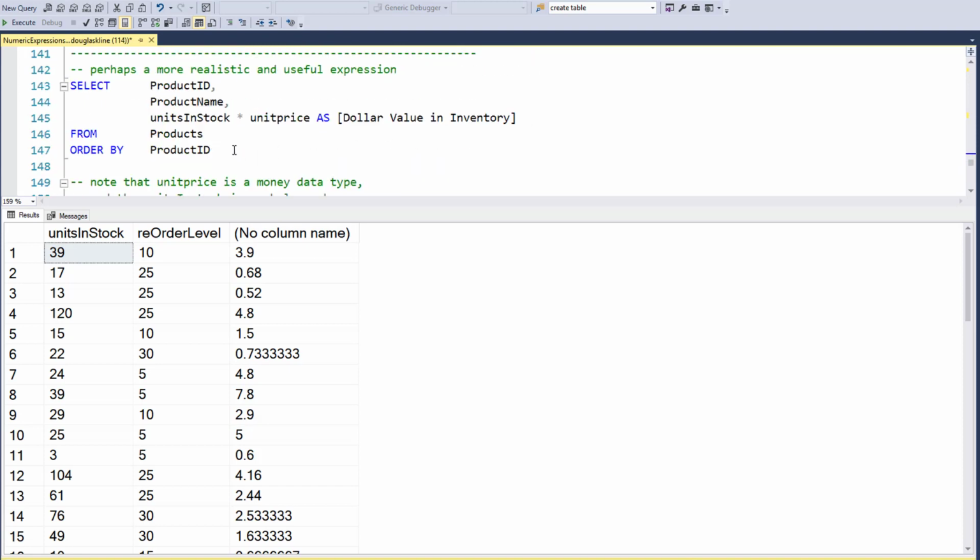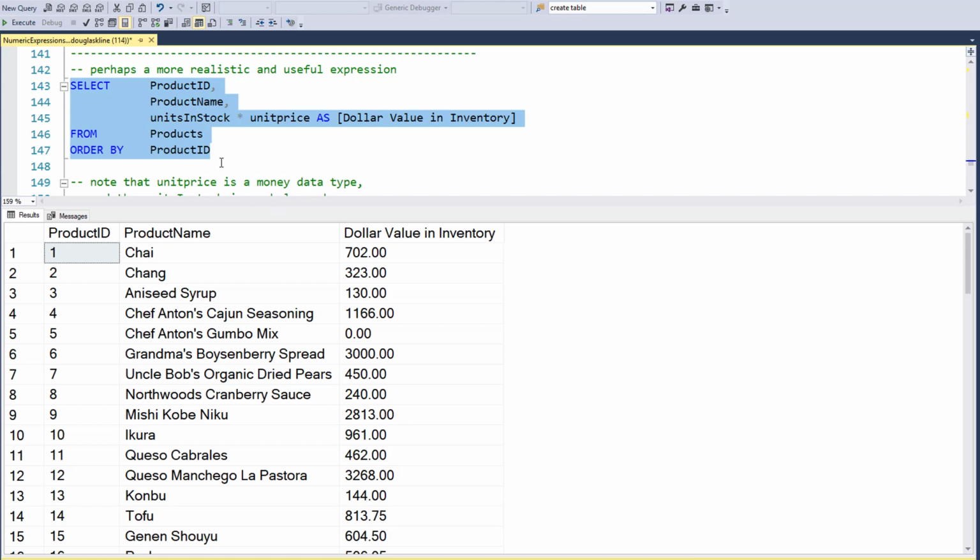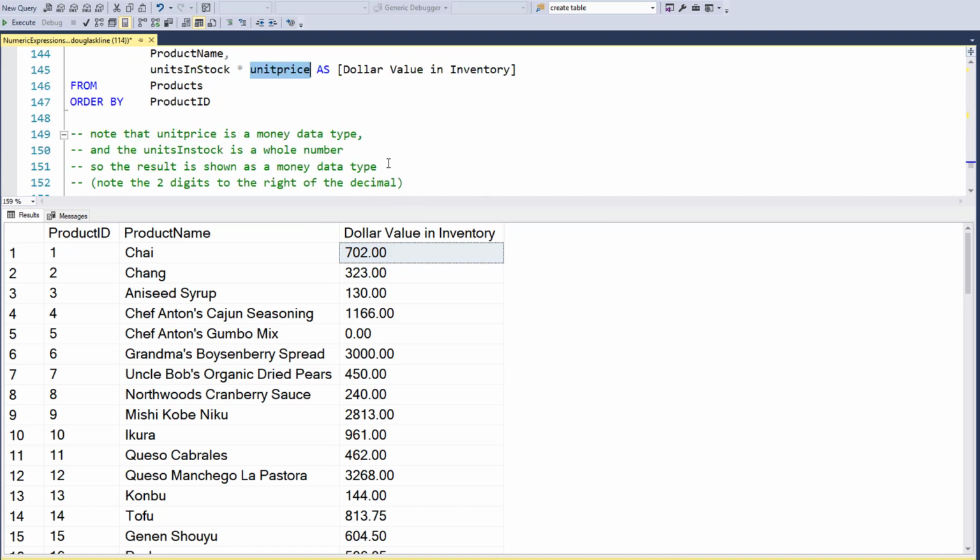So perhaps a more realistic example would be this one where we can see that what's happening is that I happen to know that units in stock is an integer, and then unit price is a money data type. And what we're seeing is that the result is a money data type. So I have an integer that's being up converted into a money data type and then multiplied by the other data type.